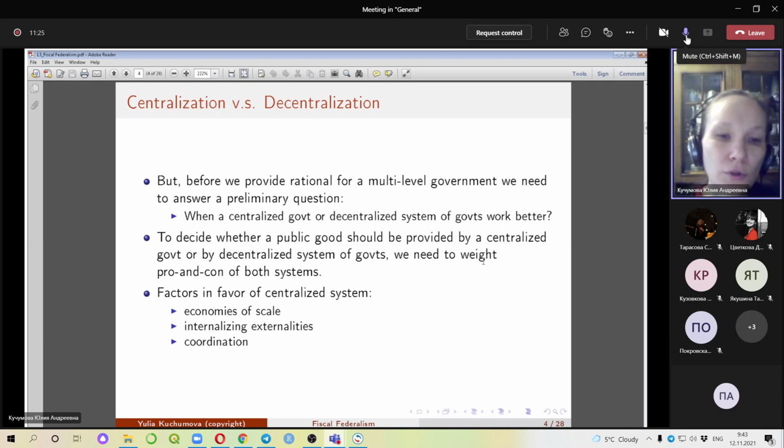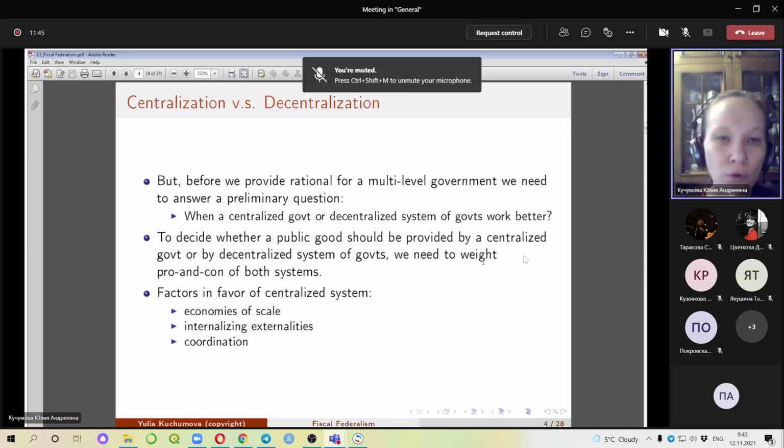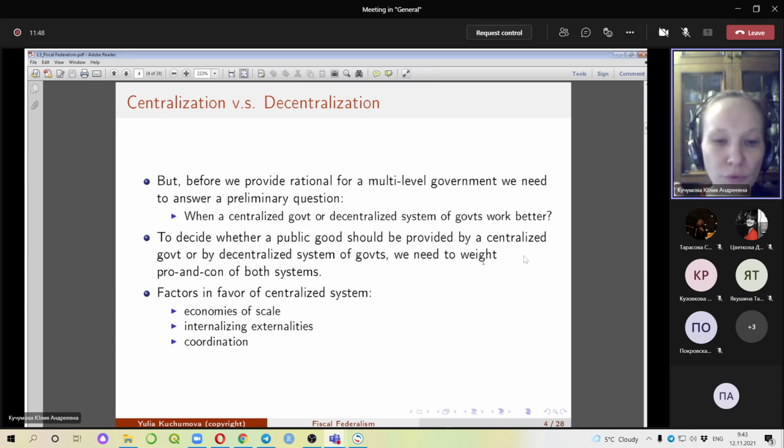Okay. Then the third factor here is coordination. It's kind of similar, but at the same time different from externalities. But the example with roads would work here. If you build roads, it's better to build them when you coordinate between regions, right? So I hope it's clear.